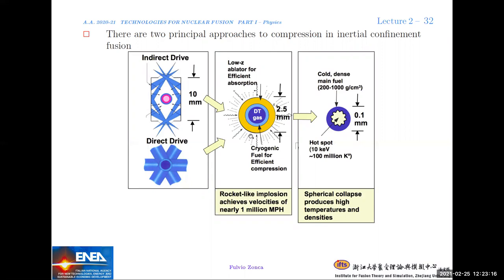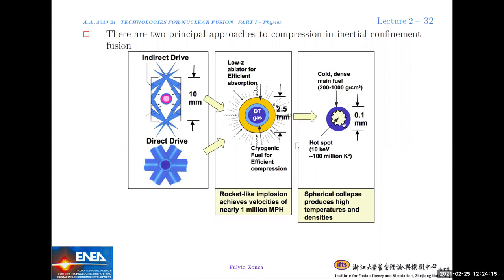surrounding of the target. And basically by blowing off the ablator, which is the part surrounding the actual DT gas core of this DT pellet, by rocket effect, so by conservation of momentum, it pushes the central sphere into a smaller and smaller volume, down to a compression that brings it to a fraction of a millimeter. So something that goes from 2 to 3 millimeters down to 0.1. So you can see that the compression factor is more than a factor of 10 in the linear dimension. So it's several thousands in terms of volume compression.